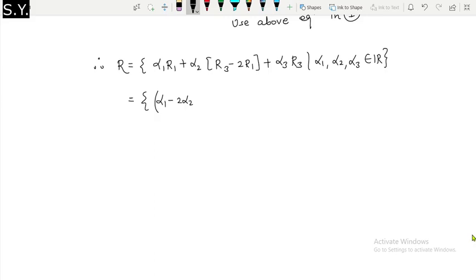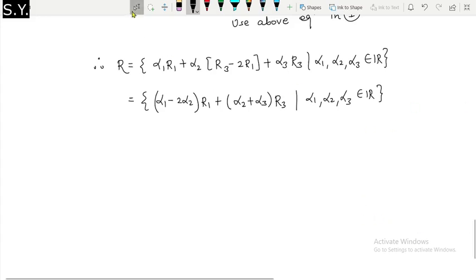alpha 1 minus twice alpha 2, so this is R1. Now what is the coefficient of R3? It is alpha 2 plus alpha 3, R3. So you can easily see here which was the problematic vector that has vanished automatically. The problematic vector was R2. Okay, so असं काही नाही आहे की R2 is the problematic vector.